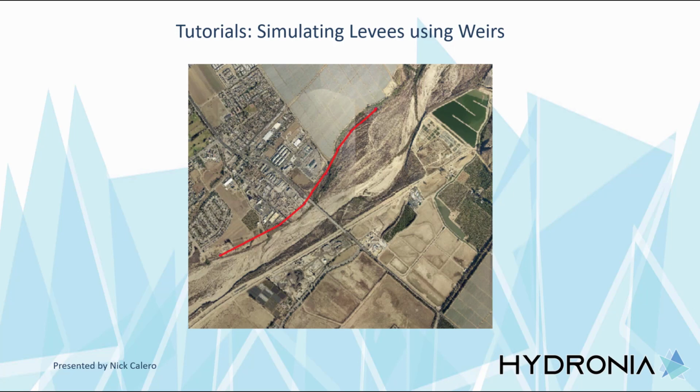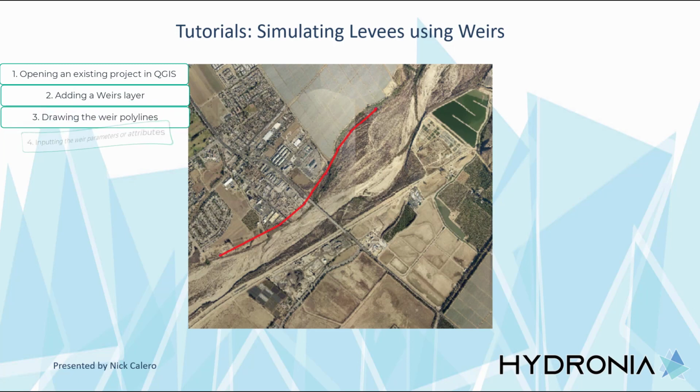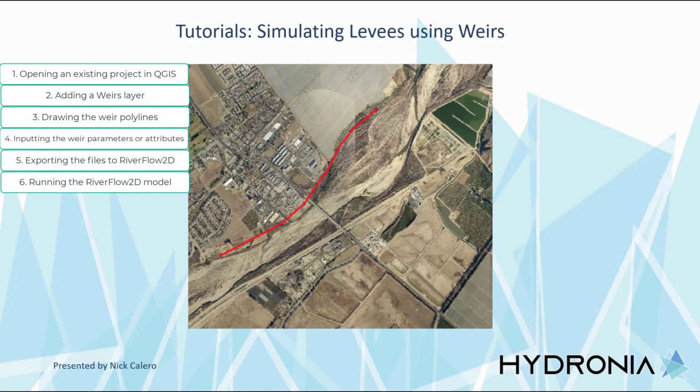The problem in this scenario consists in modeling a lateral weir along the right margin of a river, as can be seen here. In this tutorial, we will be doing the following: opening an existing RiverFlow2D project in QGIS, adding a weirs layer, drawing the weir polylines, inputting the weir parameters or attributes, exporting the files to RiverFlow2D, running the RiverFlow2D model, and then reviewing the output files.